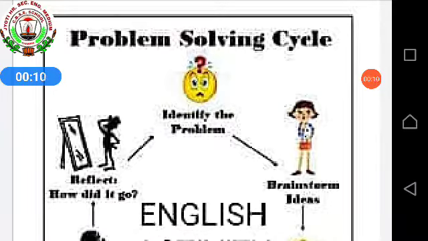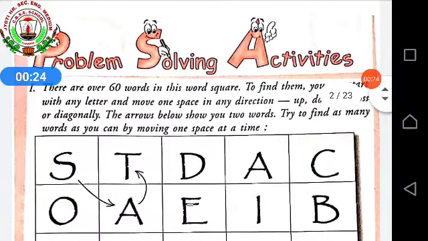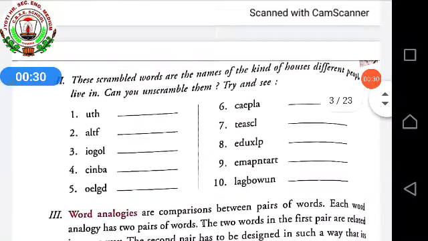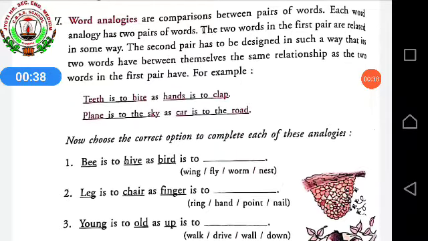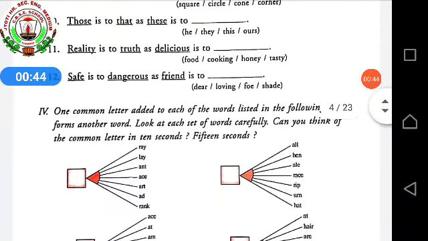In the previous class, I told you to solve the problem solving activities, the revision part, as homework. Hope you all have completed your work. In this, I told you to make words, then about scrambled words, about word analogies, how to write, bee is to hive as bird is to nest. Then I told you about the common letter. The first one I told you, pray, play, and.